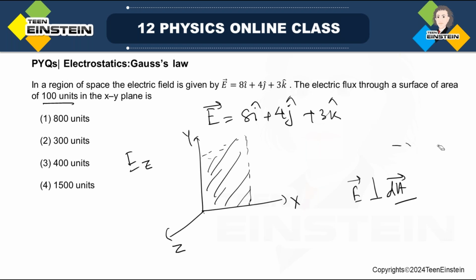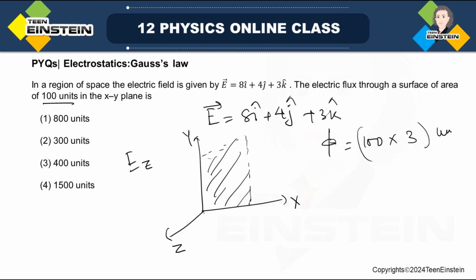Flux is area times the electric field. So in this case, flux will be the area, which has been taken as 100 units, times the component of the electric field along the z direction, that is 3. So this is 300 units. Okay, 300 units. So option 2 will be the correct answer for this question.